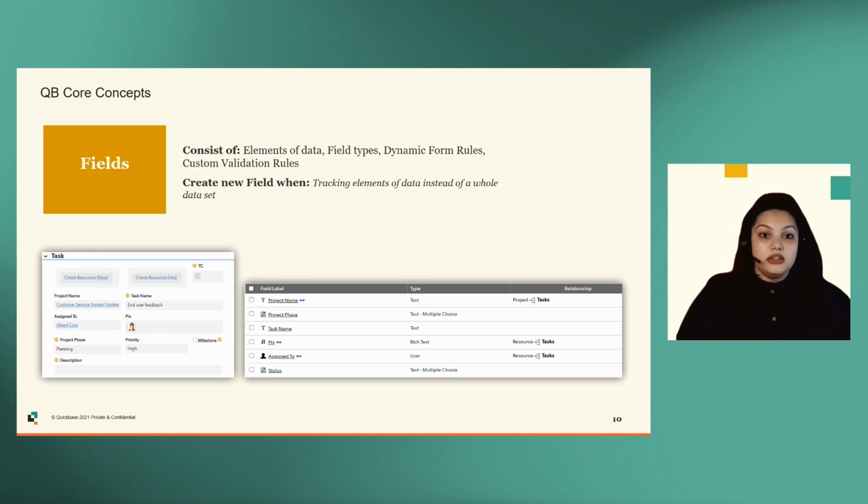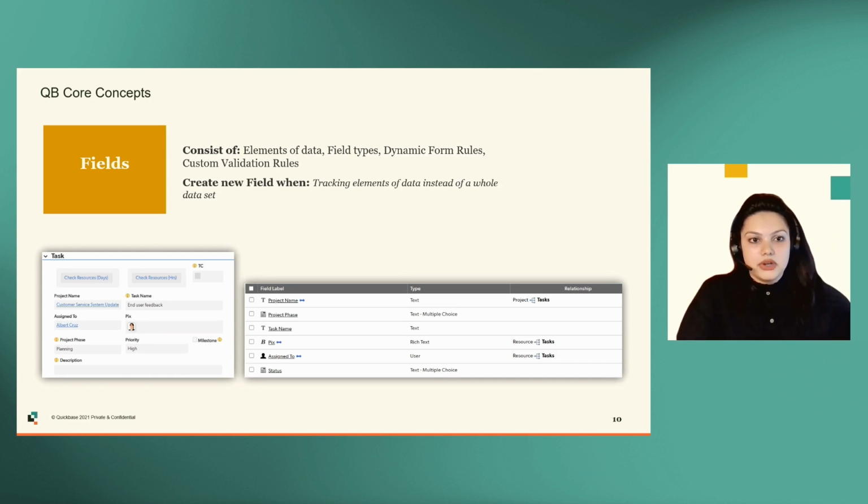And you might want to create a new field when you are tracking those elements of data instead of a whole data set. An example of this might be, you've got 4 to 5 project managers, and you just want to track which project manager is assigned to a specific project, as opposed to a whole different table housing their data.